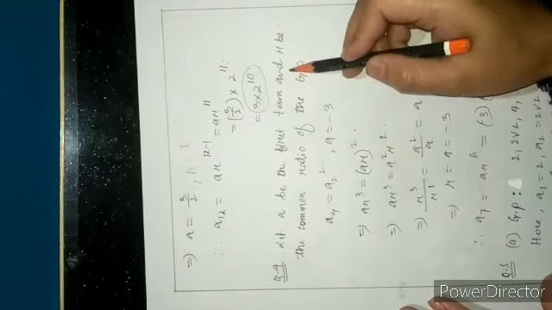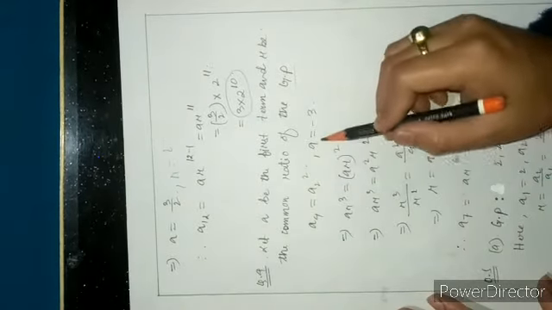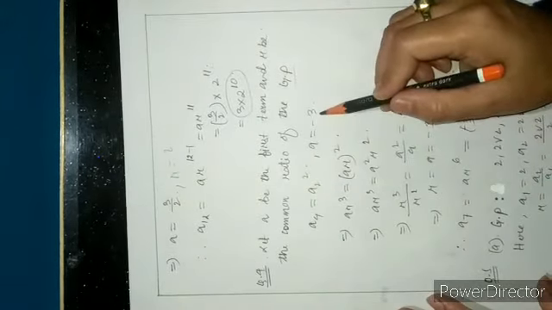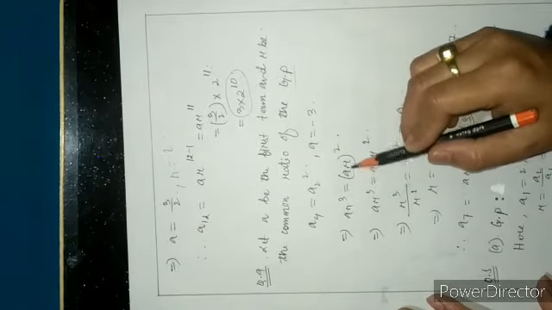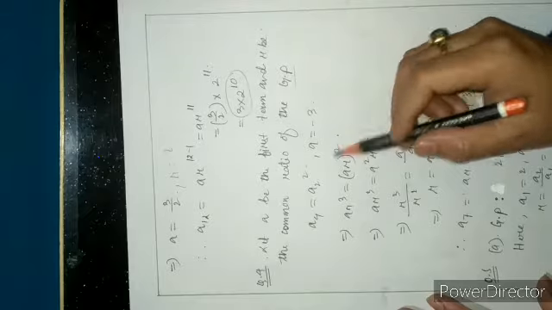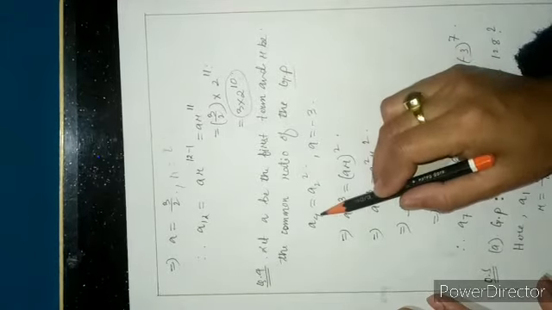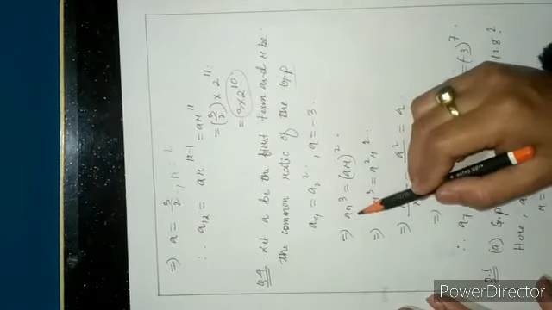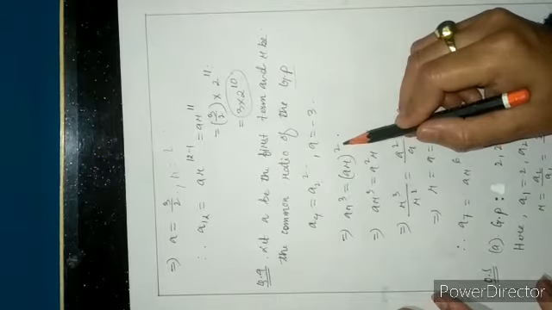Let a be the first term and r be the common ratio of the GP. a4 is equal to a2 square and the first term is equal to minus 3. The question says the fourth term is the square of the second term. The general form of a4 is a r to the power 3, and a2 is a r, whose square we take.